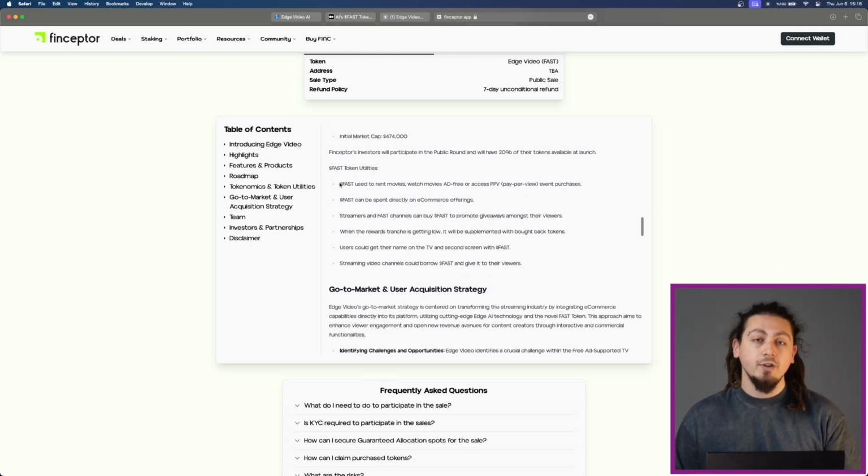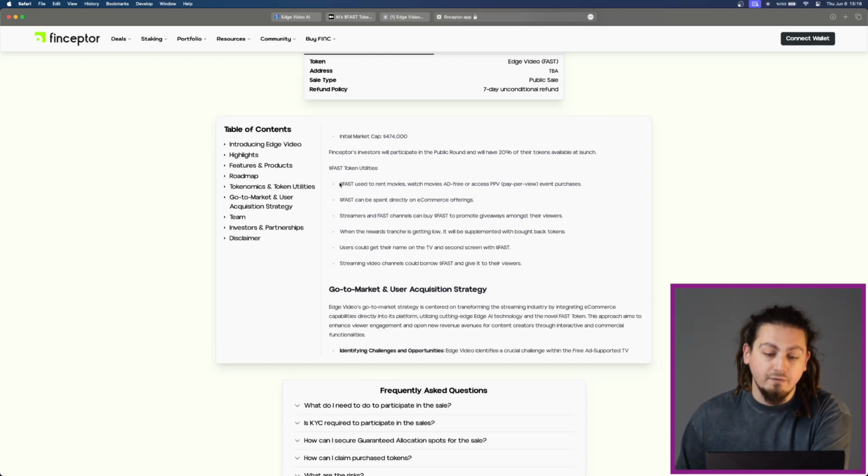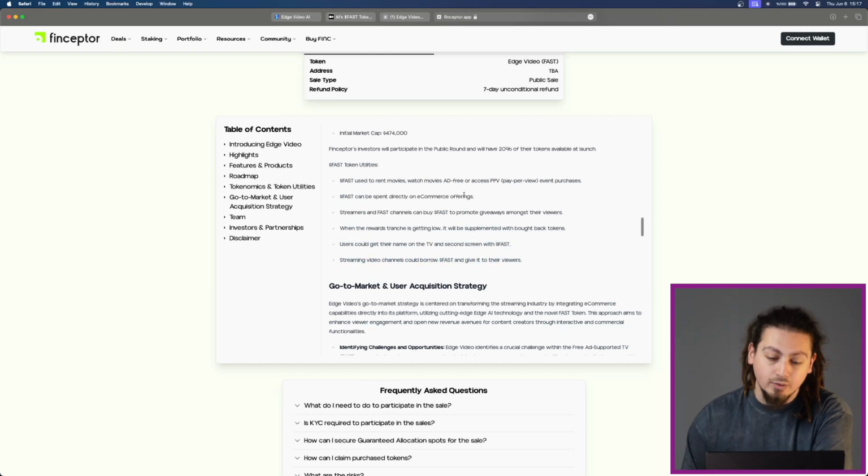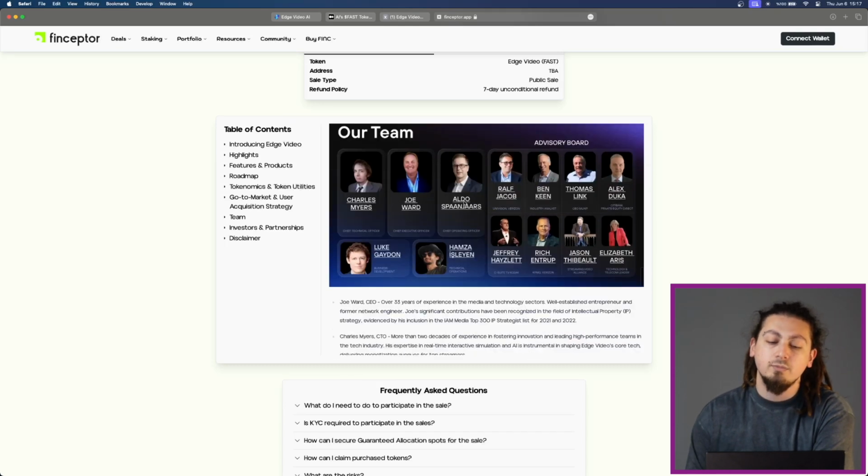As I have mentioned in the video, they also explain how you can use FAST tokens. FAST is used to rent movies, watch movies ad-free, or access pay-per-view event purchases. FAST can be spent directly on e-commerce offerings. Streamers and FAST channels can buy FAST to promote giveaways amongst their viewers. When the rewards tranche is getting low, it will be supplemented with bought back tokens. Users could get their name on the TV and second screen with FAST token. And finally, streaming channels could borrow FAST token and give it to their viewers.